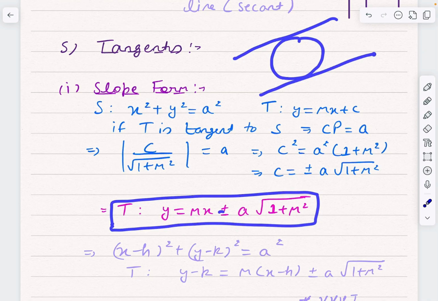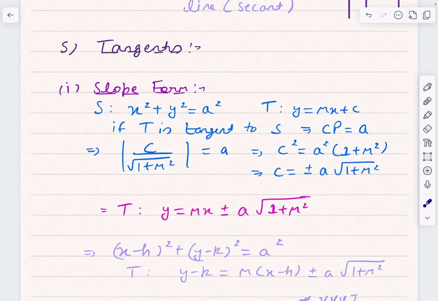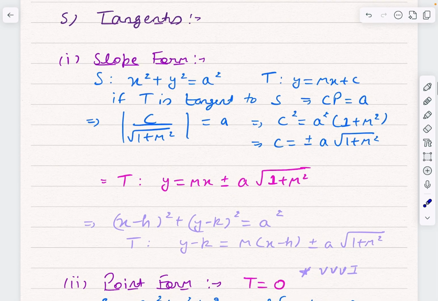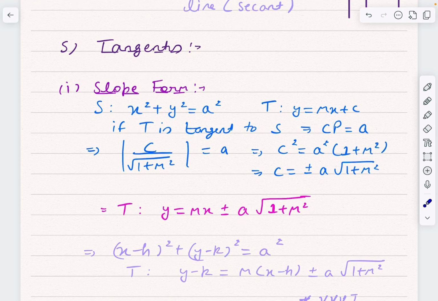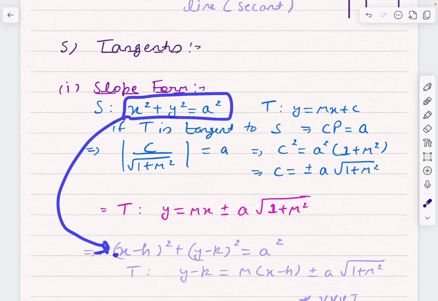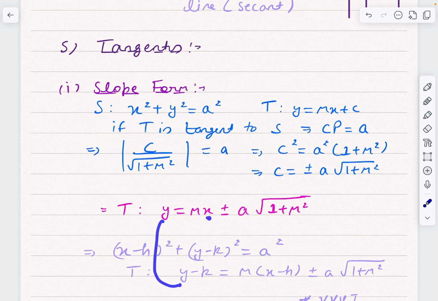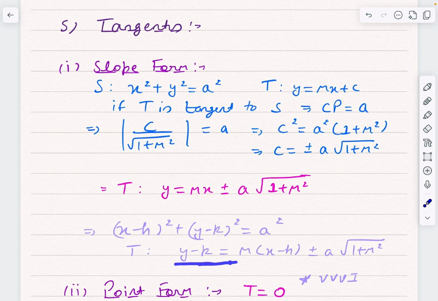With the same slope we'll get two tangents. So y equal to mx plus minus a root 1 plus m square. Instead of x square plus y square equal to a square, if we have this circle, x minus h square plus y minus k square equal to a square, you don't have to worry here. Whatever result we got for this, replace y by y minus k, x by x minus h. So we get y minus k equal to m times x minus h plus minus a root 1 plus m square.